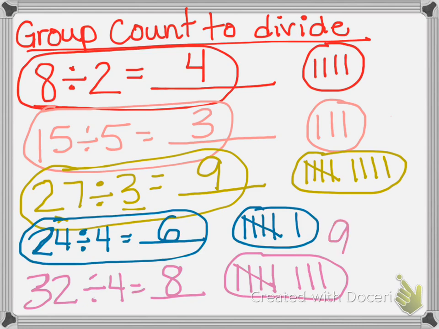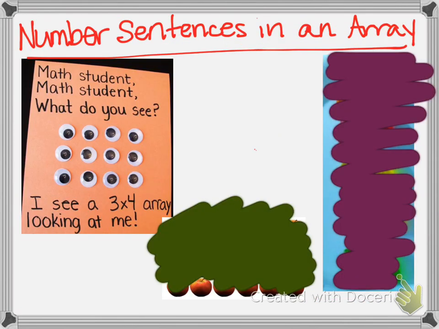Now, if you're wondering what that word quotient looks like, we talked about this in 3rd grade. But as a reminder, that's the word quotient. It is the answer when we are dividing. Quotient is the answer when we are dividing. Okay, all right, let's look at some number sentences.